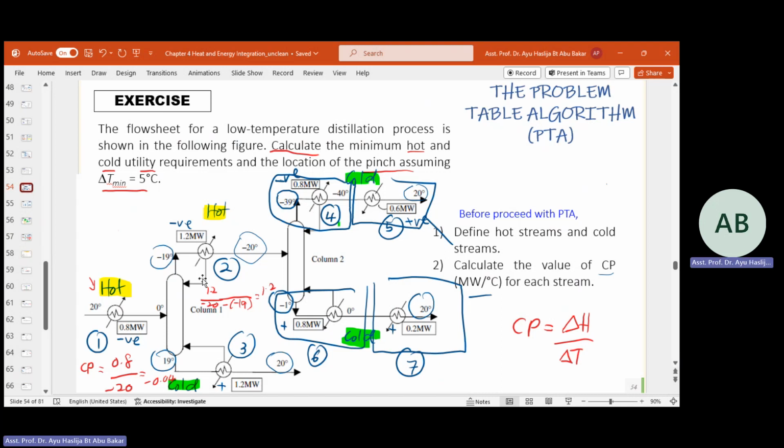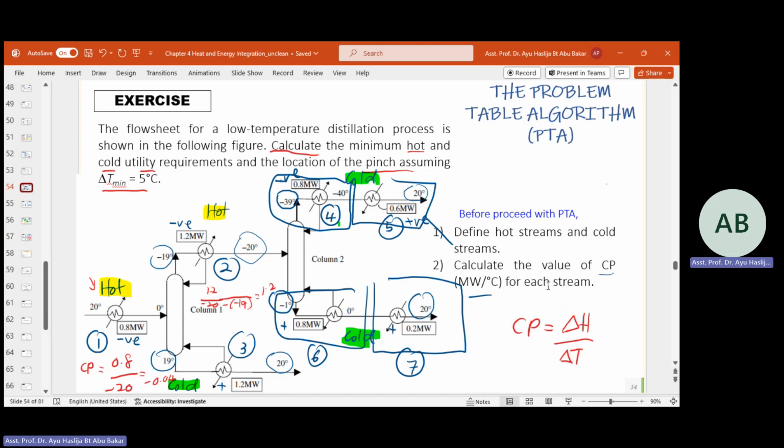you are given a PFD, you should identify the hot and cold stream. What is the delta H? What is the CP? What is the internal temperature? And the important part also is the delta T min. If you are not given this value, the delta T min, you should ask for it, or you can assume but justify your assumption. Usually the range will be 5 to 10.